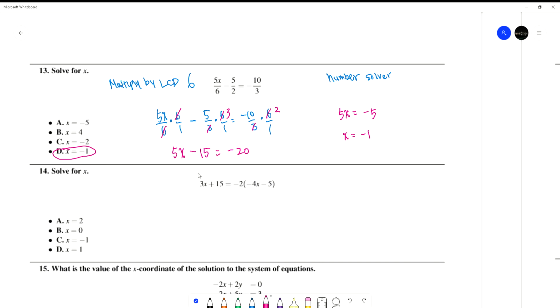Number 14, same deal. You could do number solver as well. Okay, number solver. So we have to distribute the negative 2 on the right hand side. So we have 3x plus 15 is equal to positive 8x plus 10. So I'll move x to the left hand side. So I'm going to subtract 8x. I get negative 5x. And subtract 15 to both sides. And I still get negative 5. So if I divide by negative 5, I get x is equal to positive 1. Answer choice D.